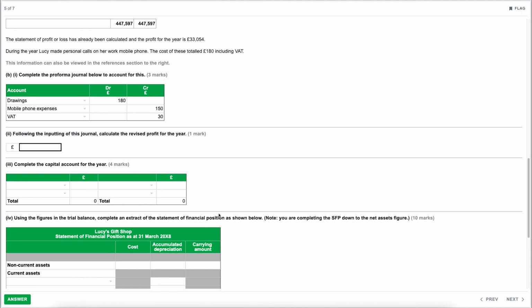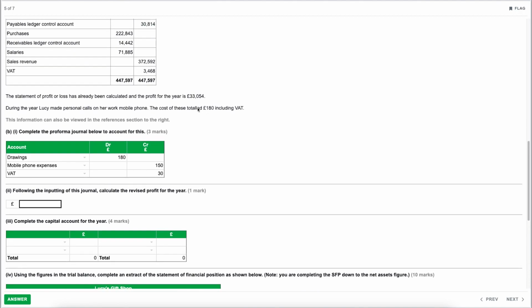Okay, next question then. Following the inputting of this journal, calculate the revised profit for the year. So we've been given the profit figure here, so we've got £33,054. Think about the effects of this journal on that profit figure. So drawings doesn't affect profit. It goes to your statement of financial position as a reduction to your capital account. Mobile phone expenses would definitely affect your profit figure as it's an expense. Now we'll come back to that in a second.